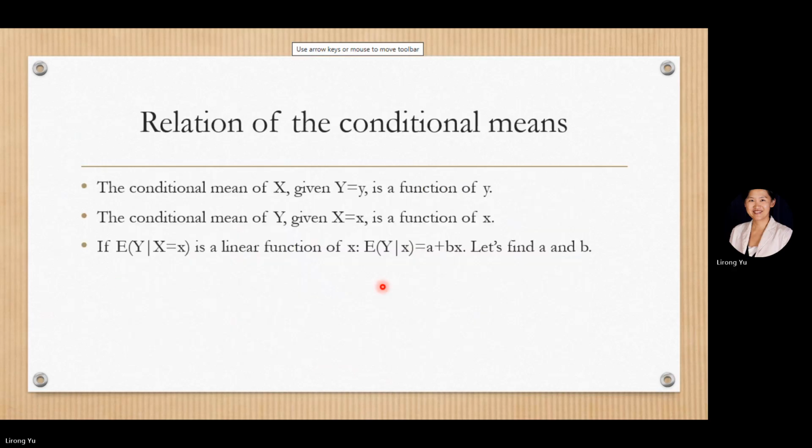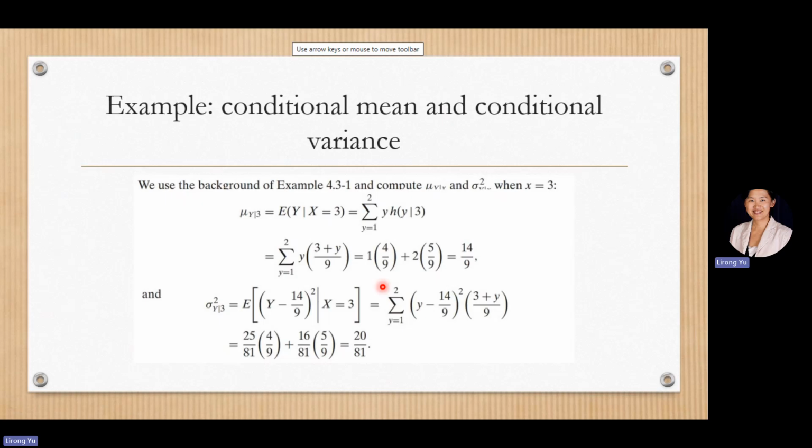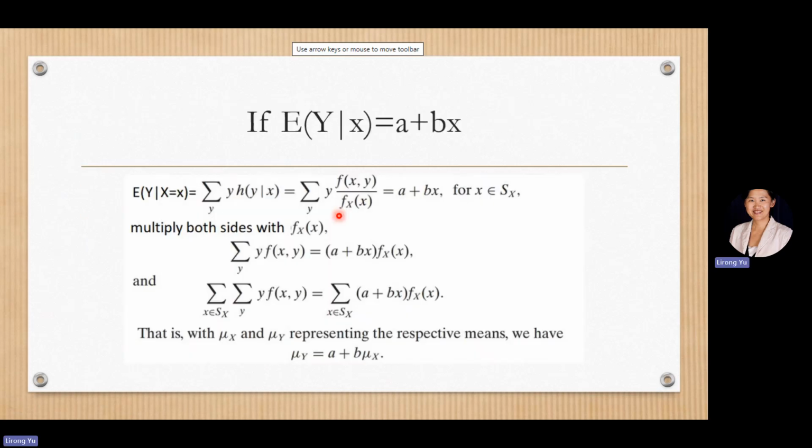Number one: the expectation of y given x can be calculated by the y value multiplied by the distribution of y given x. Since it's a conditional expectation, we use conditional probability, and the conditional distribution is the joint distribution divided by the marginal distribution. Assuming this equals a plus bx, our ultimate goal is to find the formula for a and the formula for b. So we multiply both sides of the equation by the marginal distribution f of x.